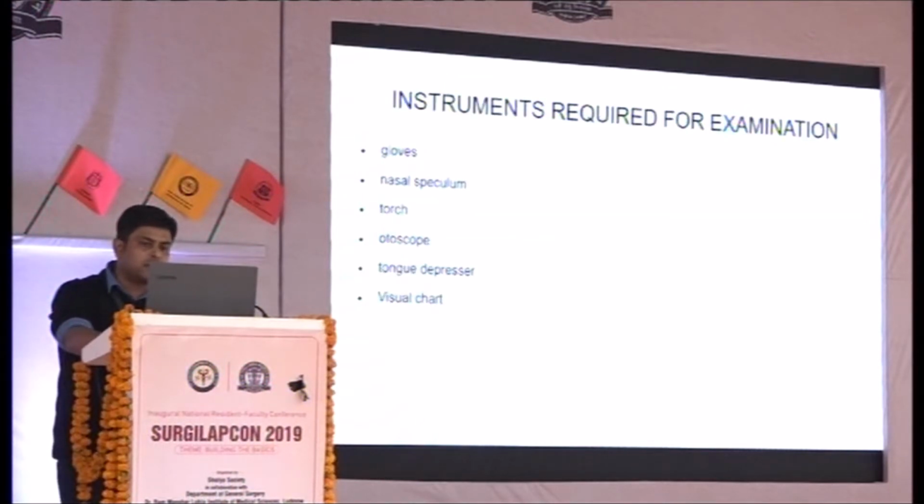These are the instruments we require. These are the basic instruments available in any ED, which we require for examination: gloves, nasal speculum, torch, otoscope, a tongue depressor, and a visual chart.